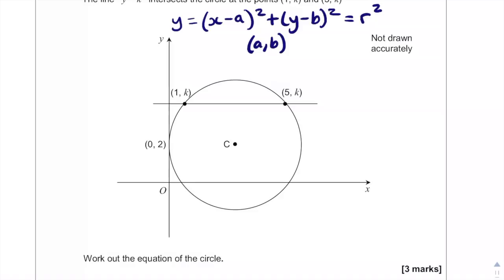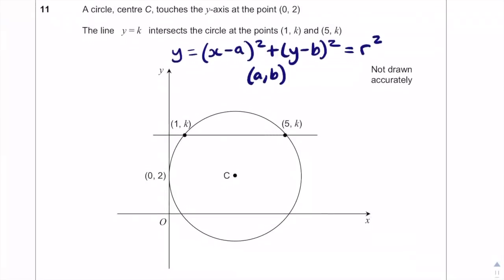So how are we going to find out the centre? Well, the y-coordinate is very easy because we know that the circle touches the y-axis at the point (0, 2), and that lines up with the centre. So this is going to have a y-coordinate of 2. But to work out the x-coordinate, what we need to say is, well, this line going from the centre to this point where we've got the line y equals k intersecting the circle, well, both of these lines are going to be the same length because they represent the radius of the circle. So that's going to have a value of r and that's going to have a value of r, which means that this is an isosceles triangle.